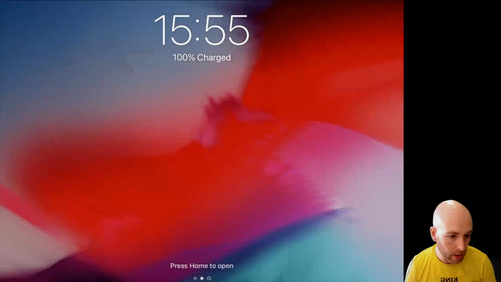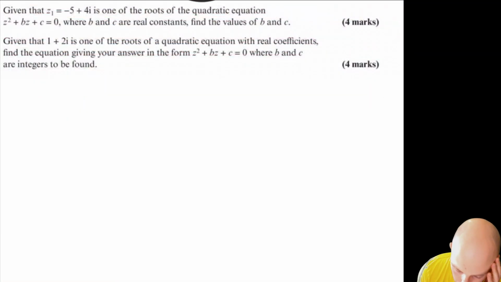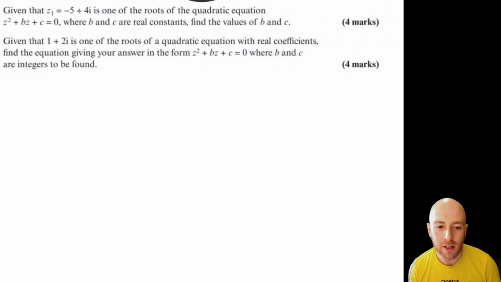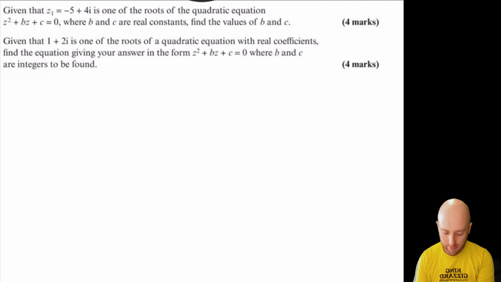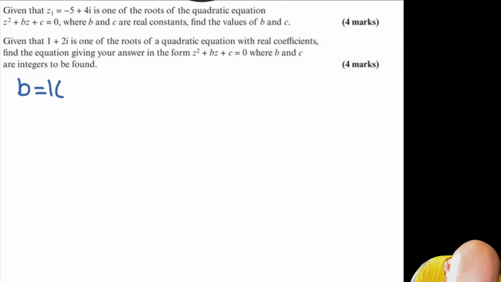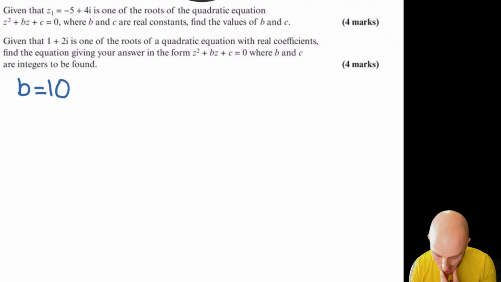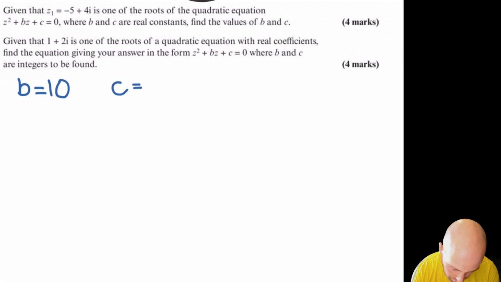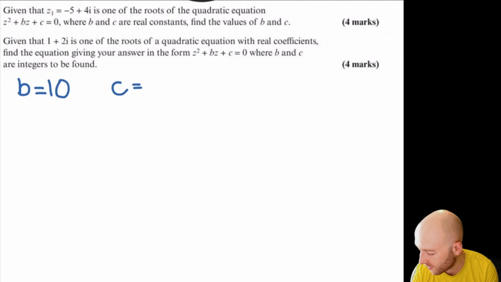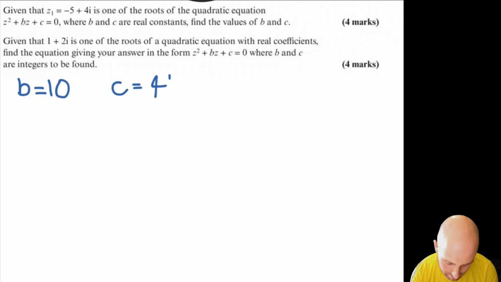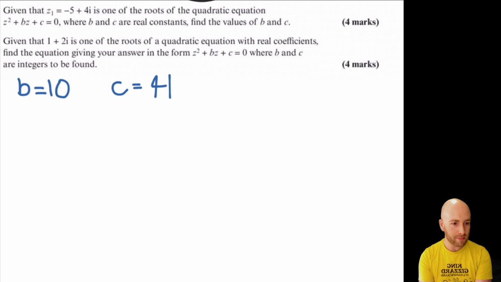All right, let's go through it. So we want to find B and C. So B is going to be 10. And C is going to be 49 again. 25 was 16. 41. 41 was that. Oh, you guys are coming to there, yeah.